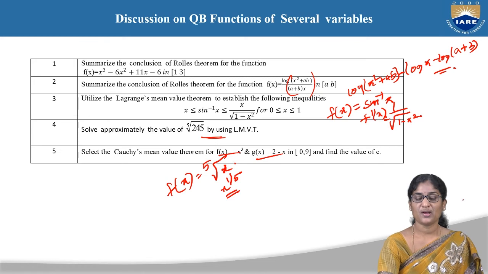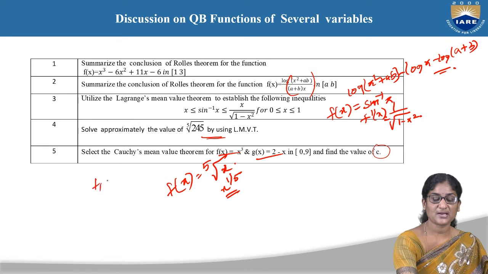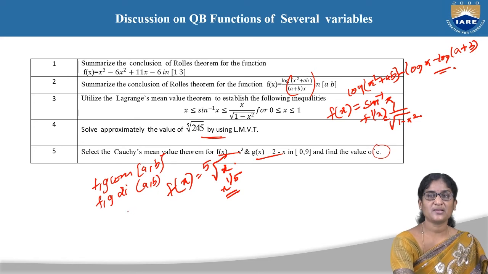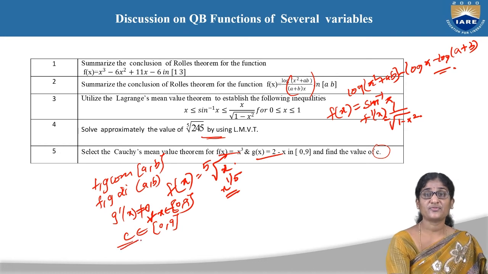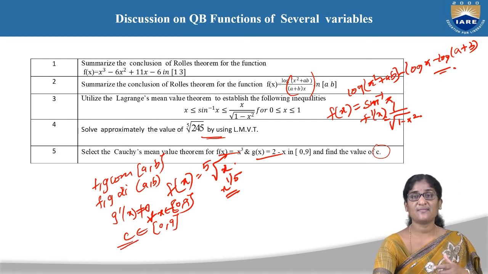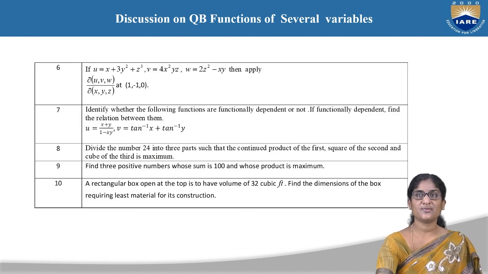So what we need to do is find out, first, that f and g are continuous, as usual. Then f and g are differentiable. Continuity in the closed interval and differentiability in the open interval. Right? Then we apply the Cauchy's mean value theorem. We have to show that g dash of x is not equal to 0 for all the values in the open interval 0 and 9. So we have to find the value of c, and we have to show that c lies in between 0 and 9. So that is how you can find it out.